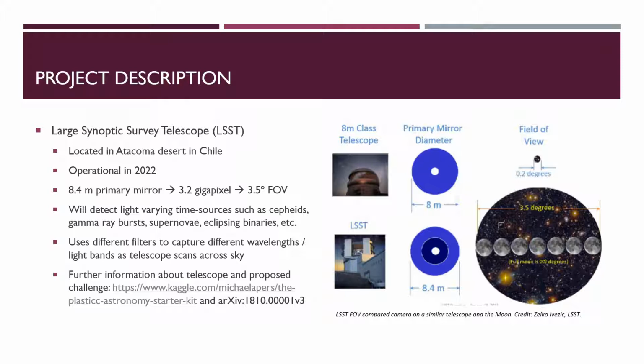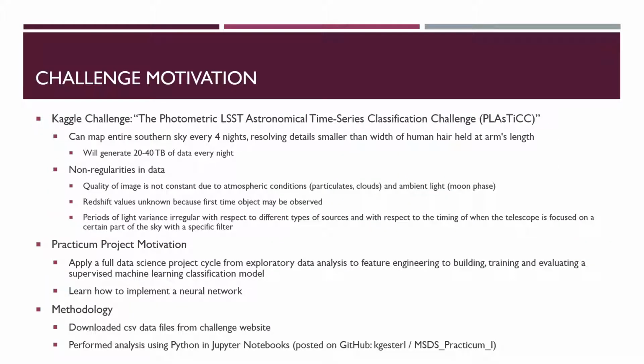And as the telescope scans across the sky, it will use different filters in front of the camera to be able to capture different wavelengths or passbands of light. Because the field of view is so large, the telescope will be able to map the entire southern sky every 4 nights with very high resolving power. So this results in about 20 to 40 terabytes of data every single night.